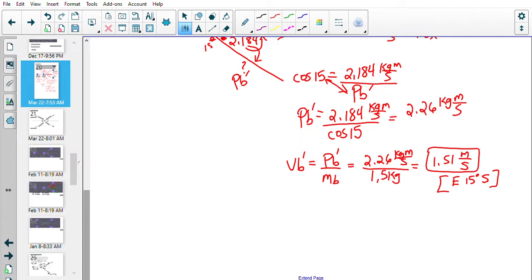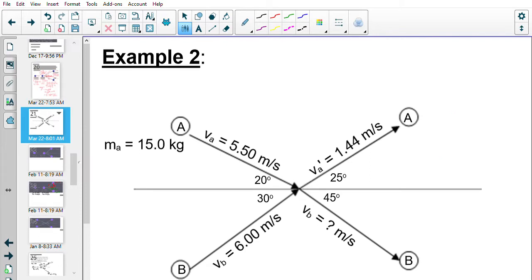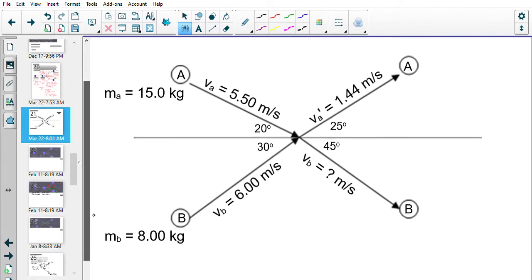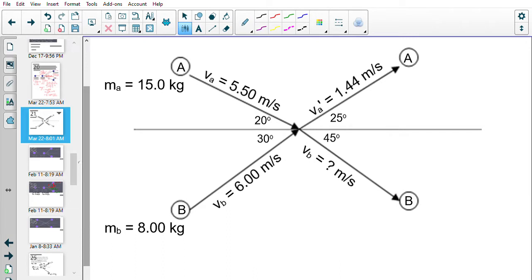Speaking of a step up in complexity, take a look at our next question. The next question has objects A and B, coming in, both of them before, on angles, hitting, and both of them careening off at angles afterwards.